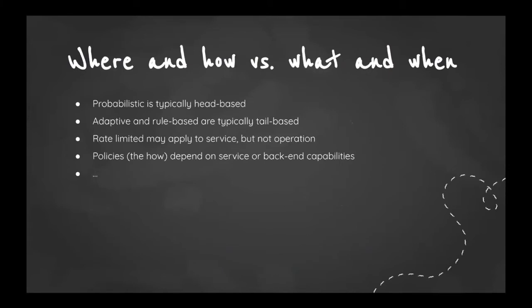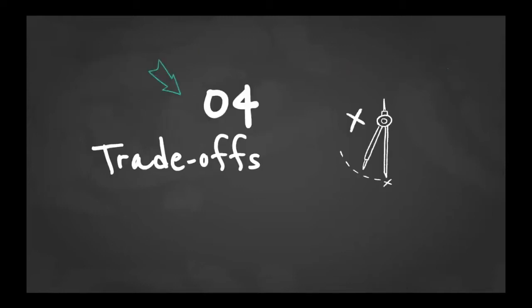Now, as I mentioned, sampling is a rather complex topic. While we covered some of the major themes that may come up, the way they stitch together depends. Probabilistic type rules, you're typically going to see in a head-based sampling solution. Adaptive and rule-based things are typically more seen on the tail-based side. Rate limiting may be able to apply to a given service, but may not be applicable to a given operation, so only certain aspects of the span information can be leveraged. And policies really depend on the service or the back-end capabilities, whether that's a vendor or an open source solution. These vary greatly in what is possible from a configuration perspective. This is really just the tip of the iceberg, and there is more nuance here as well. But again, the goal is to focus on the primary themes around sampling to give you a better understanding of the topic. With that, I'd like to jump into trade-offs.